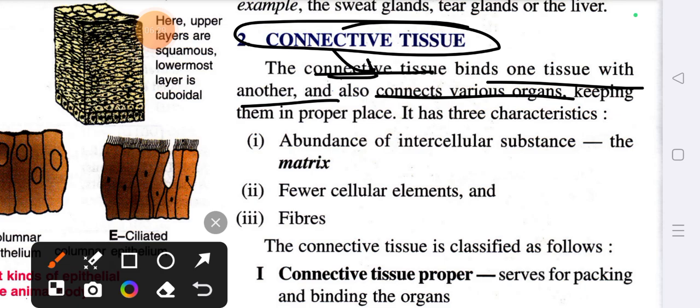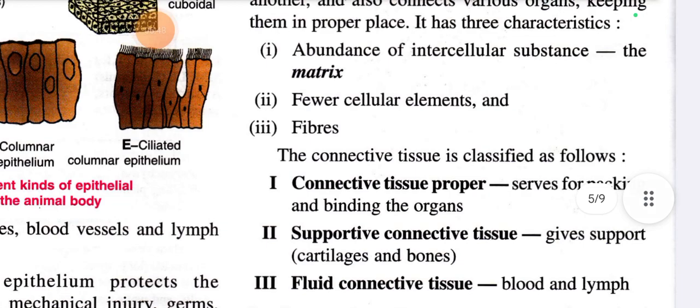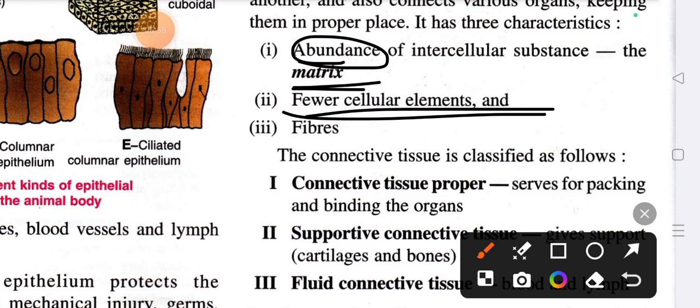So connective tissue is used to bind one tissue with the other tissue, or it also connects various organs. We know the organs are interlinked, the organ system is made so as to keep them in proper place. It has three characteristics. First is abundance of intercellular substance, that is the matrix. They have an abundant amount of matrix. Fewer cellular elements, they have very few cells, and fibers are present.